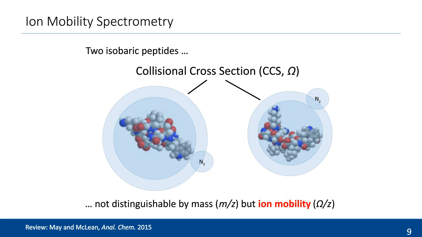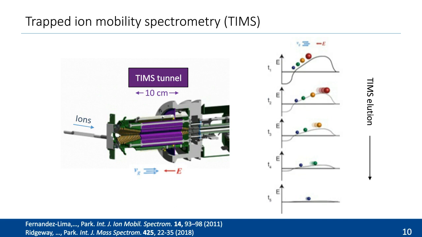So there are different devices and technologies that are used to separate ions based on these properties, but our favorite tool to separate ions by ion mobility is the so-called trapped ion mobility device, which was developed by Mel Park and colleagues already back in 2011. It was first described. And the big advantage of the TIMS tunnel is that it's a very compact device. So the entire separation takes place in a TIMS tunnel, which is about 10 centimeters in length.